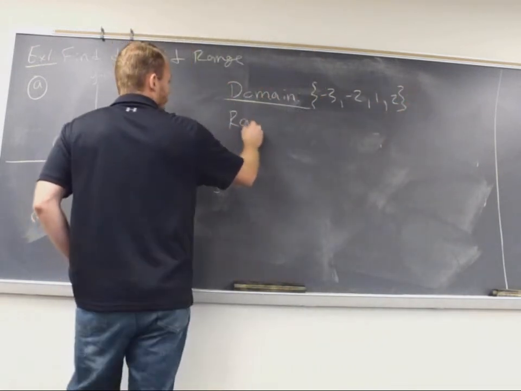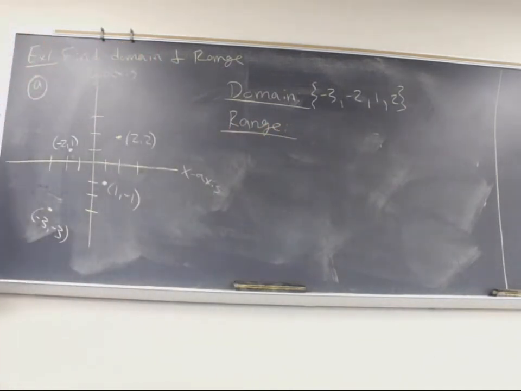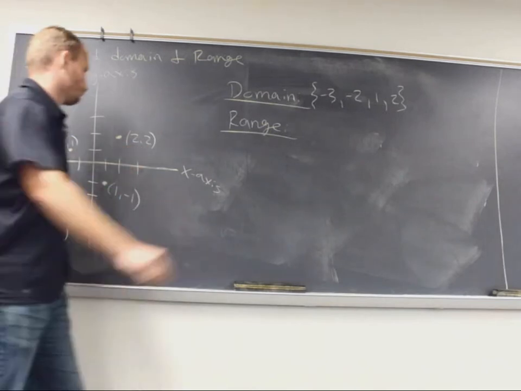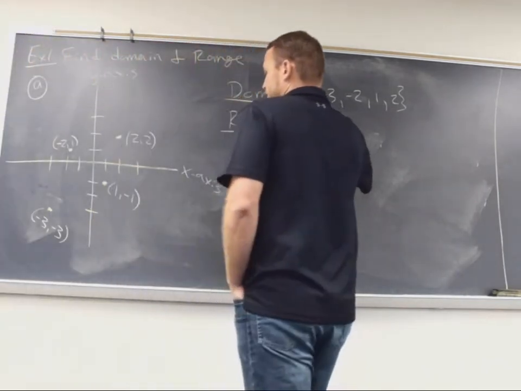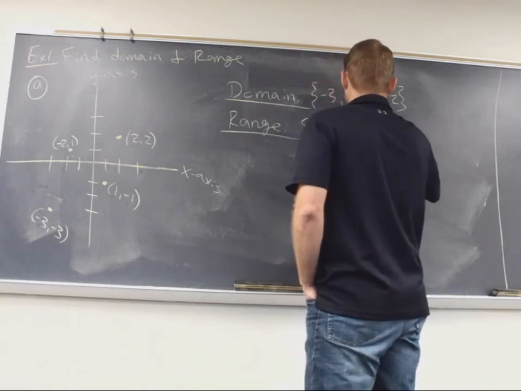All right, if you're comfortable, try the range by yourself. Pause the video and give it a try. I'm going to keep moving forward. So the range is a set of all y values, so the outputs: -3, 1, -1, and 2.